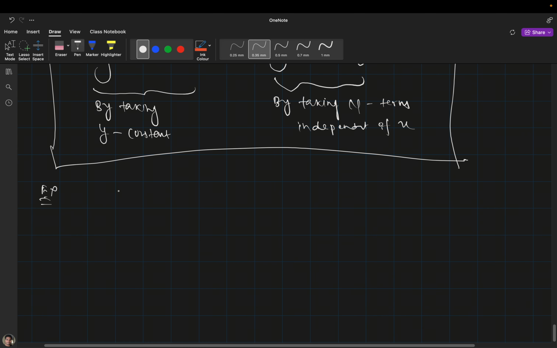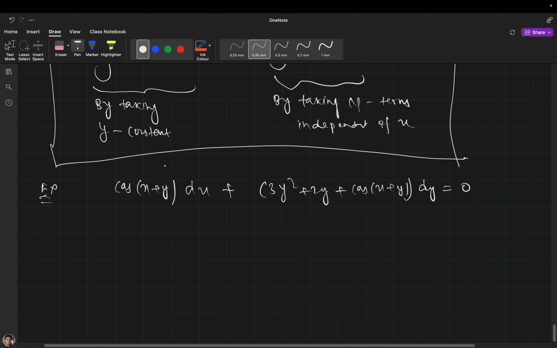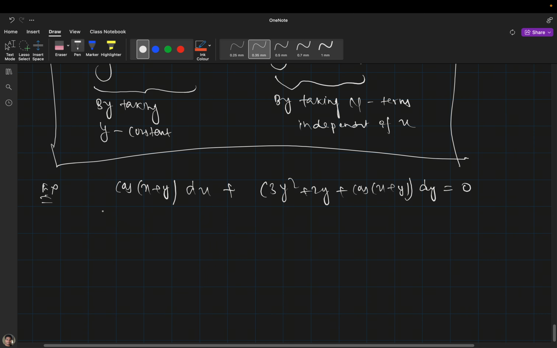Okay, suppose you have a differential equation (cos x + y) dx + (3y² + 2y + cos x + y) dy = 0. I will solve by two methods. First I will solve by the fundamental approach I derived, then I will solve directly using the formula.